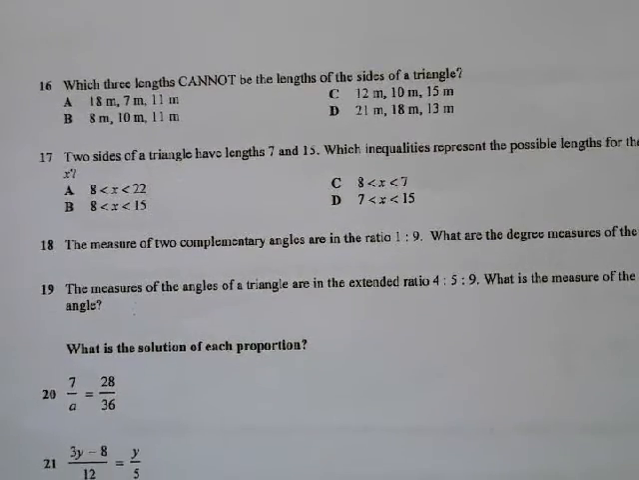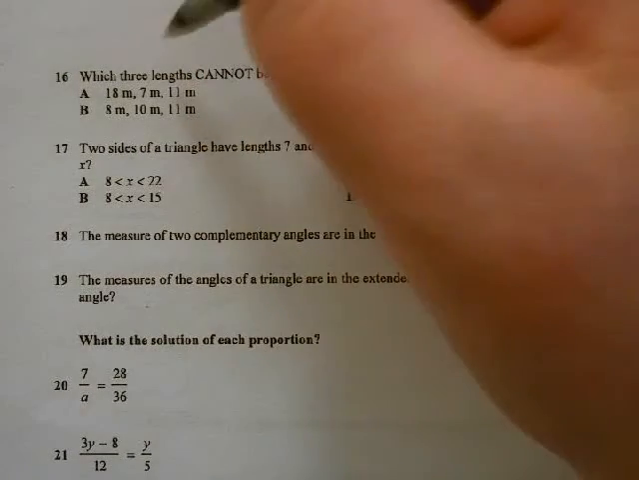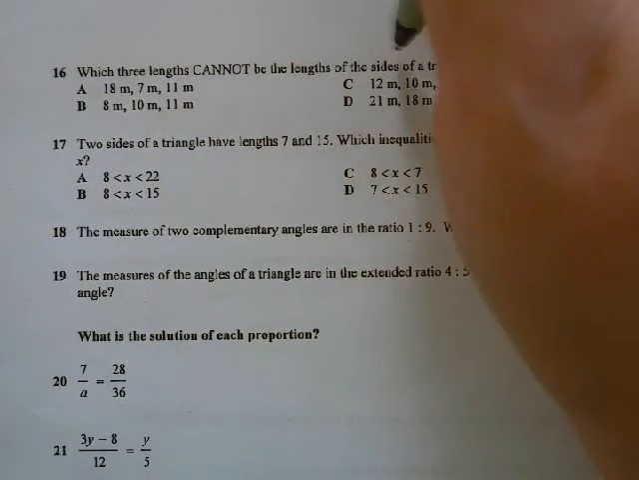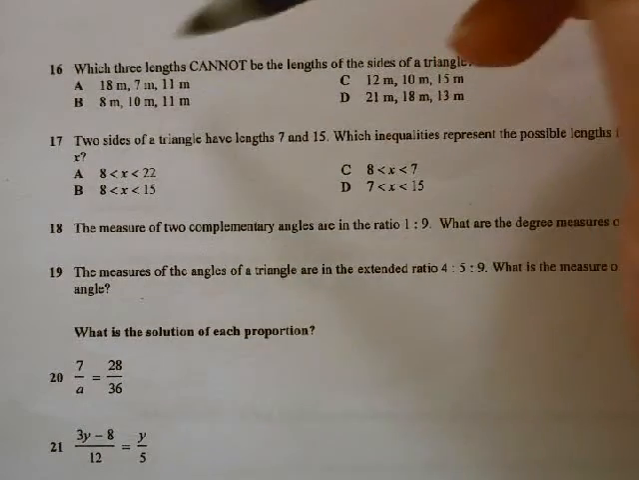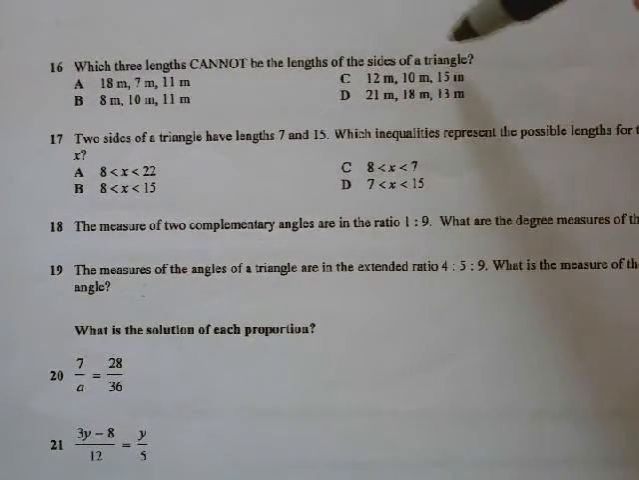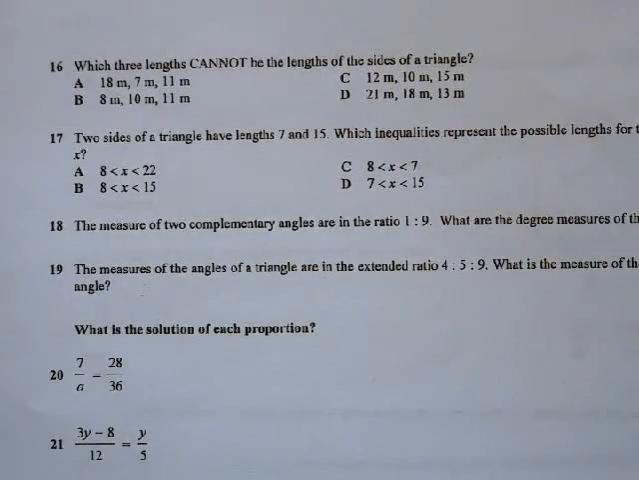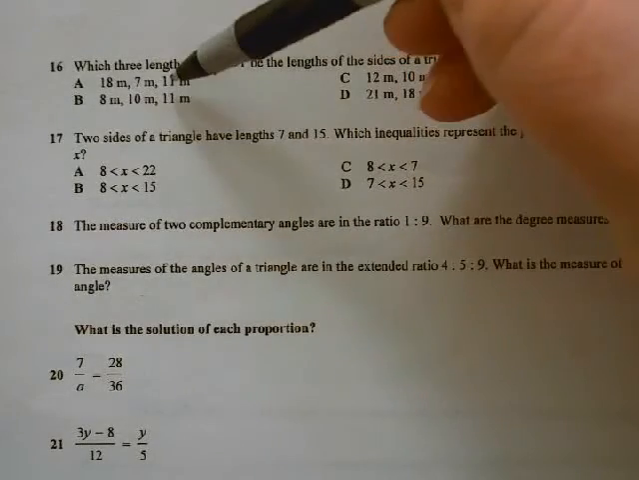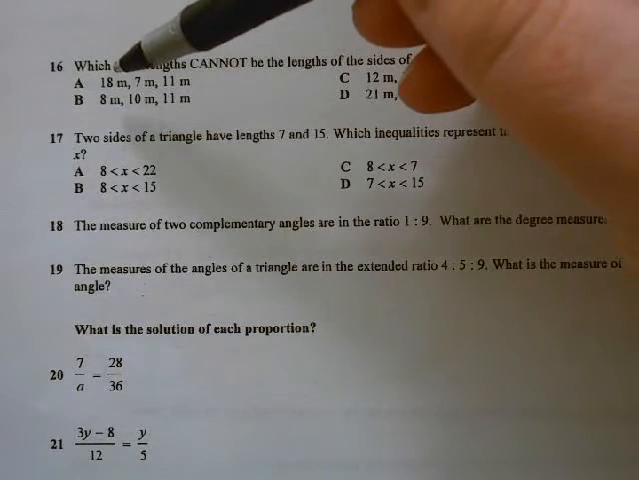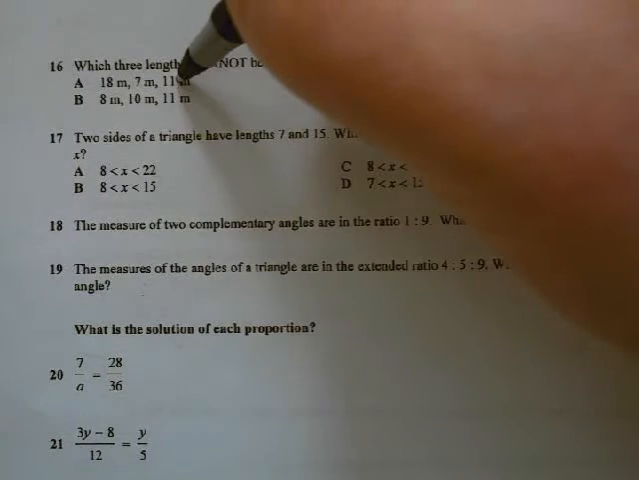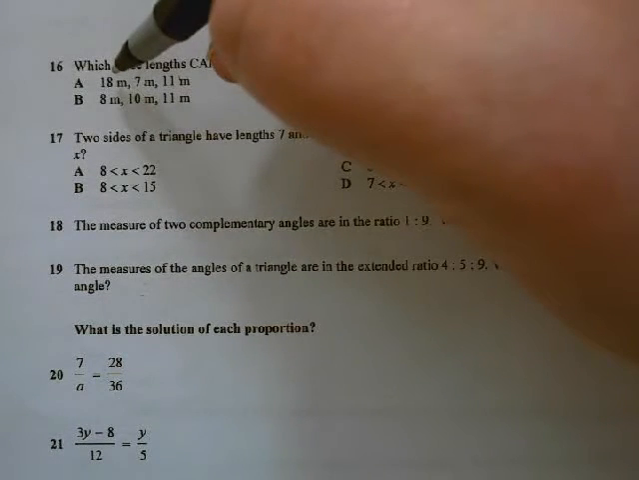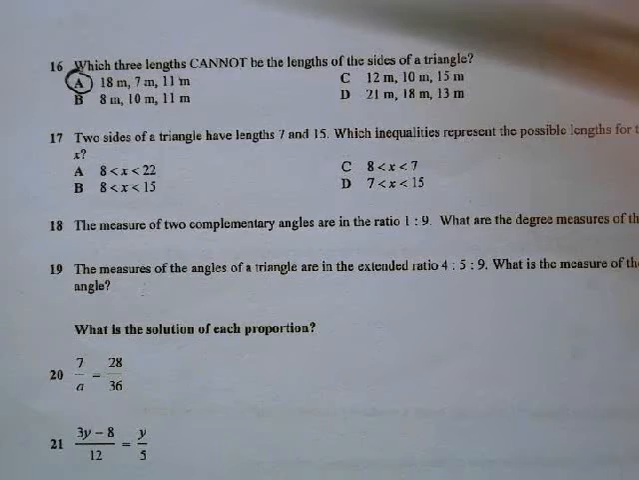Number 16. Which three lengths cannot be the lengths of the sides of a triangle? So we're always looking for the smallest two sides to have a sum that is greater than the third side. Okay, so 7 plus 11 is 18, and 18 is not larger than 18, which means those values cannot make a triangle. Let's double check the others.